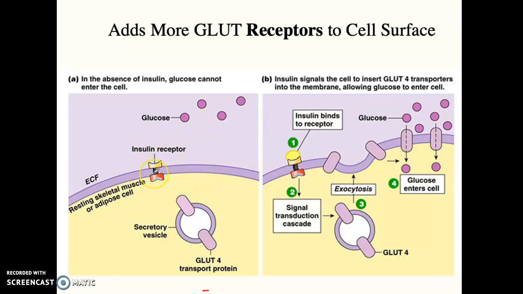But in this diagram here, no insulin is present. So the transporter of glucose, the GLUT4 here, is not embedded in the membrane. It's inside the cell, so it's not going to do any good there until insulin is released, attaches to this receptor, and allows this GLUT4 transporter to actually transport. Okay, so we're calling this the resting cell. And here they're telling you it's either skeletal muscle or adipose cell.